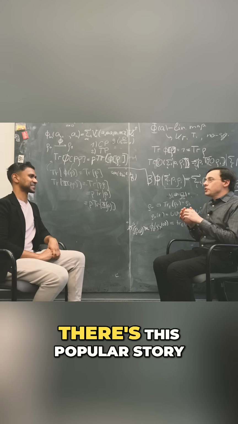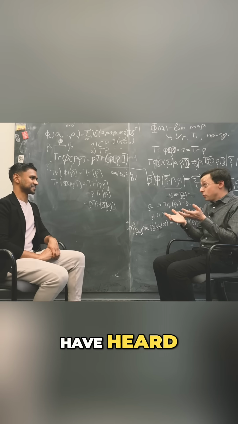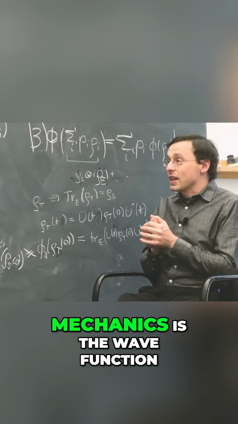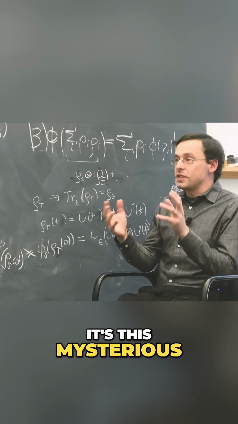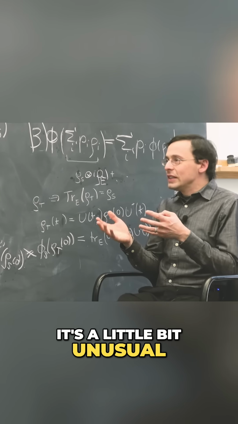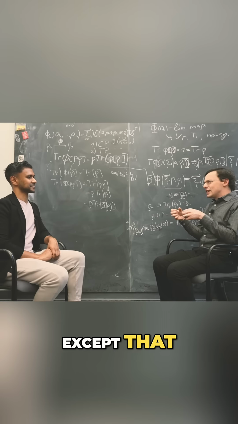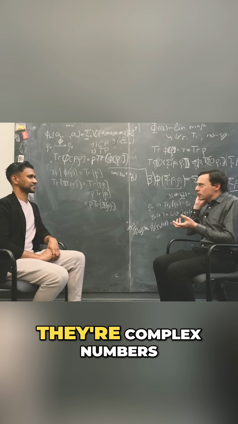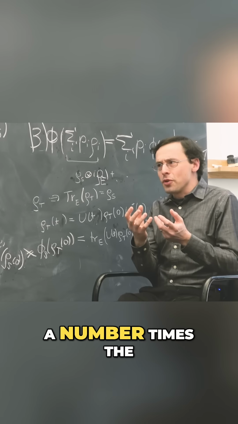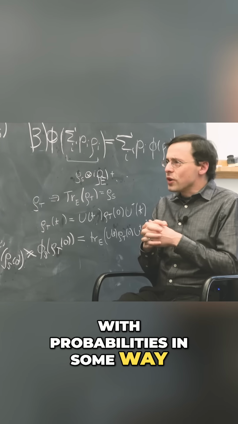in the weeds. There's this popular story about quantum mechanics that a lot of students coming into the field have heard. The first primary object in quantum mechanics is the wave function. It's this mysterious, undulating object. It's a little bit unusual. It's kind of like the electric fields, sort of, except that its values are complex valued. They're complex numbers. They're like ordinary real numbers plus a number times the square root of -1. And somehow they're connected with probabilities in some way.